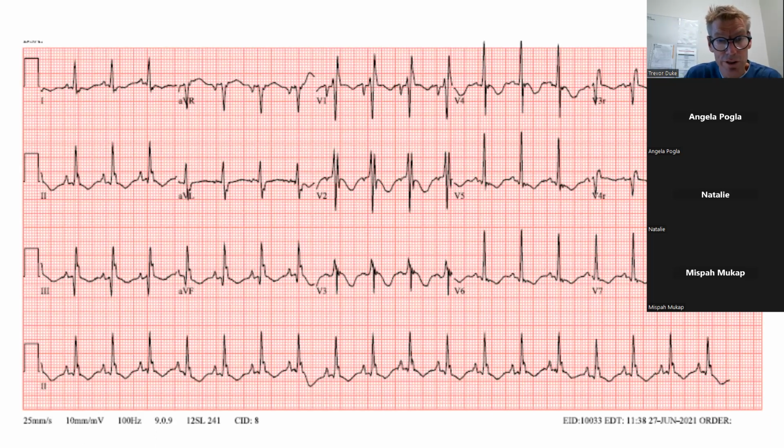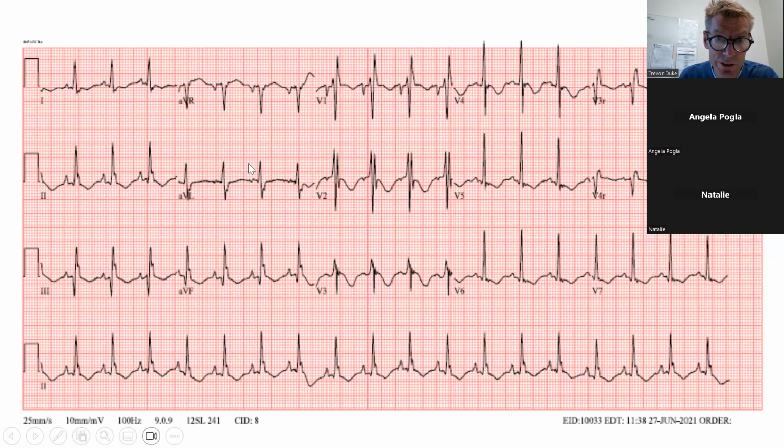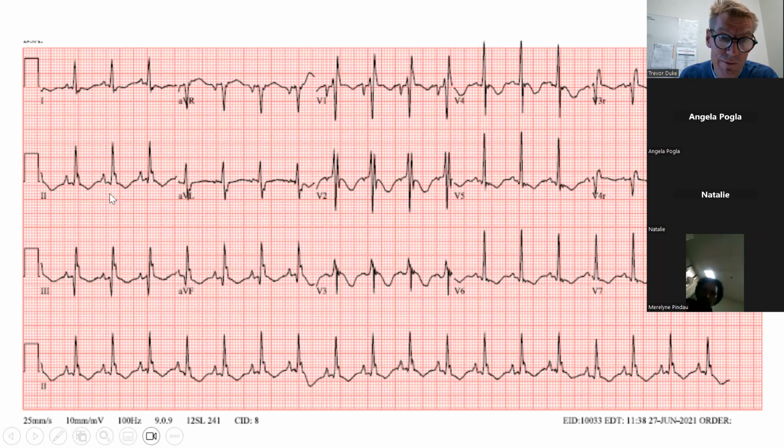When you look at this, again, if you look at how many large squares there are between the RR interval, you've got 1 square, 2 squares, 3 squares. So it's probably about a rate of around 100. Is it sinus rhythm? Well, there's a P wave before every QRS complex. So there's evidence of sinus rhythm.